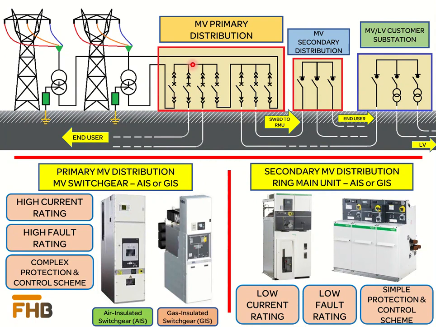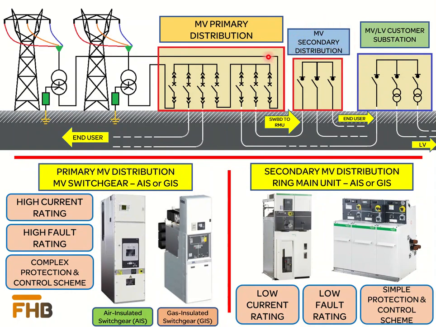Medium voltage level starts above 1 kV and can go up to mostly 40 kV. However, it can be as high as 52 kV in some cases. For the medium voltage distribution to the end users, we have two types of distributions. The first type is called the primary distribution, and the second type is called the secondary distribution.